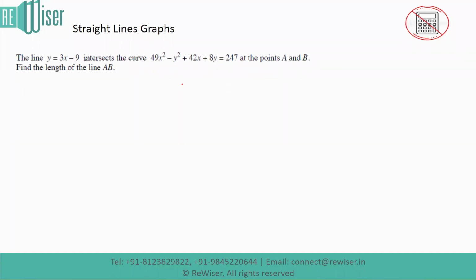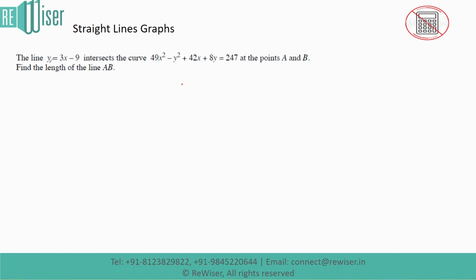The line y equals 3x minus 9 intersects the curve, and the curve is given, at two different points, points A and B. Find the length of AB. So in order to find the length of AB, the first thing we have to do is find the coordinates of A and B.